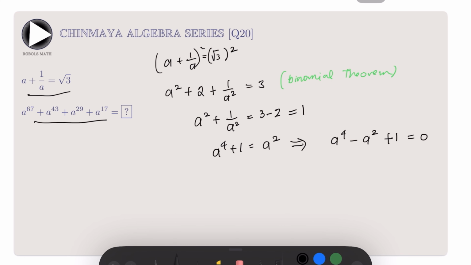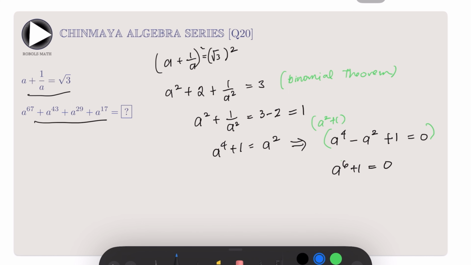So what we have to do here is multiply both sides by a squared plus 1. By multiplying that, we get a sum of cubes. A to the 6 plus 1 is equal to 0.